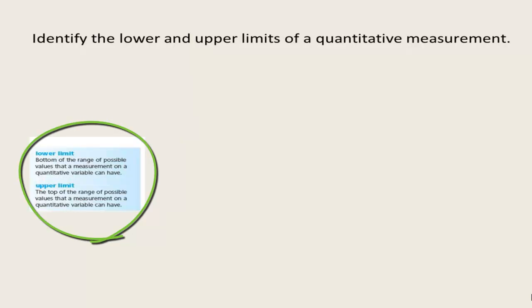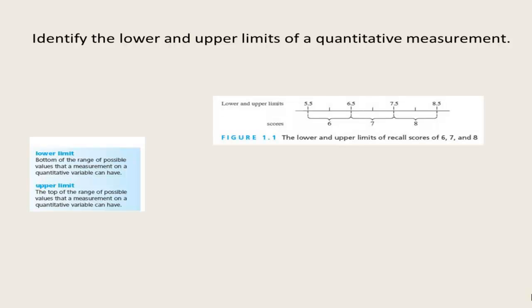When working with quantitative values, it is important to understand what the lower and upper limits for a particular reported score are. One way to visualize how to understand upper and lower limits and their importance in quantitative values is by thinking about the values on a continuous scale. Figure 1.1 shows the upper and lower limits of recall scores of 6, 7, and 8 in a quantitative memory test. If a person scored a 6.7, his score is actually reported as a 7 because the lower limit of the score lies at 6.5.